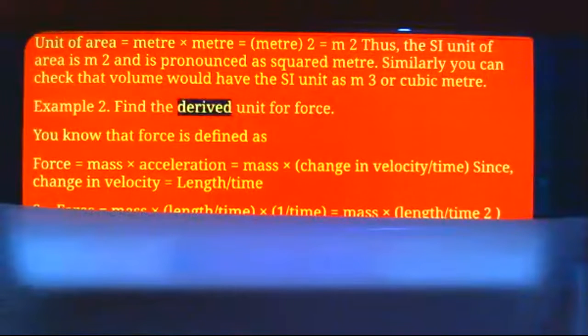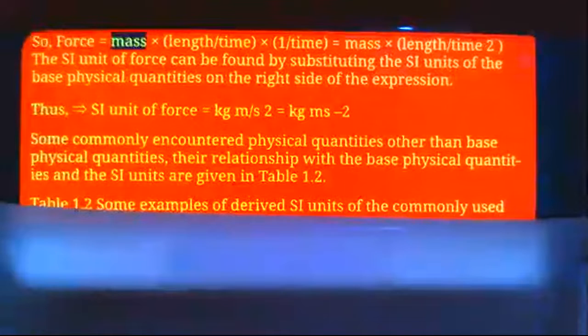Example 2. Find the derived unit for force. You know that force is defined as force equals mass times acceleration, which equals mass times change in velocity over time, since change in velocity equals length over time. So, force equals mass times length over time times 1 over time, which equals mass times length over time squared. The SI unit of force can be found by substituting the SI units of the base physical quantities on the right side of the expression. Thus, SI unit of force equals kilogram meter per second squared, equals kg m s⁻².